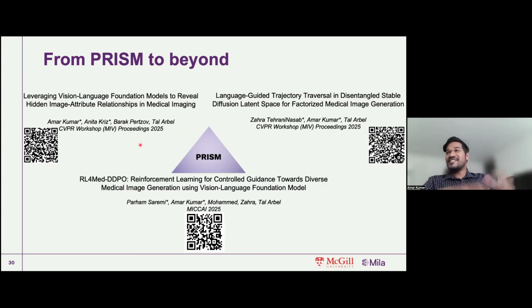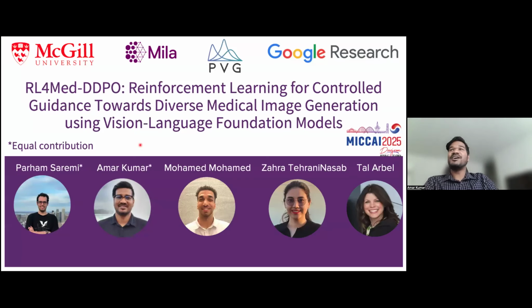But does the method stop here? Not precisely. We have a couple of follow-up works in 2025 itself, at CVPR workshops and a MICCAI main track conference as well, where we showed that the same method of fine-tuning these foundation models could be used for several other tasks. And I'll go through some of these tasks quite rapidly. So let's look at some of the works that will be presented at MICCAI. It was mostly done by Parham, my colleague, and Mohammed Zara and my supervisor Tal.